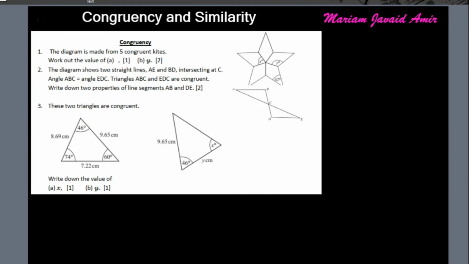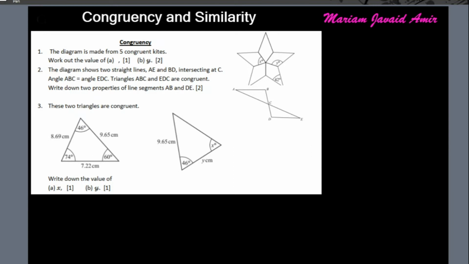Hello everyone, we're doing a worksheet on congruency and similarity. This is for grade 8 only and does not include the formulas A1 over A2 equals L1 over L2 whole squared for similar figures, or the volume or the mass ones. So we're sticking to the grade 8 content.